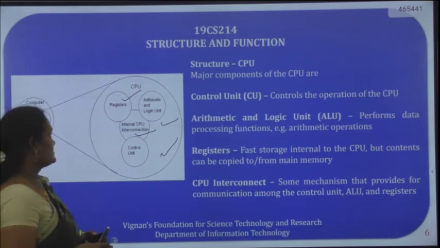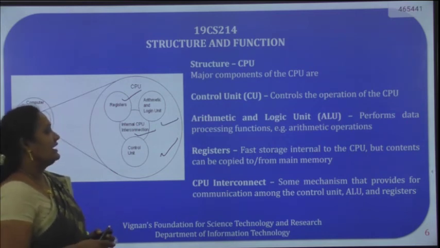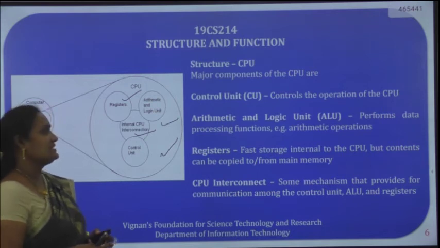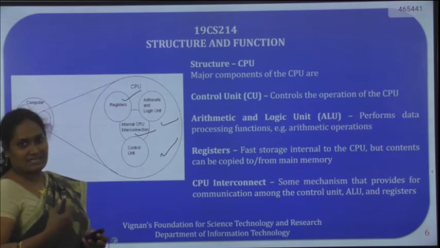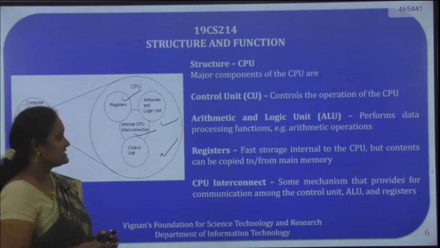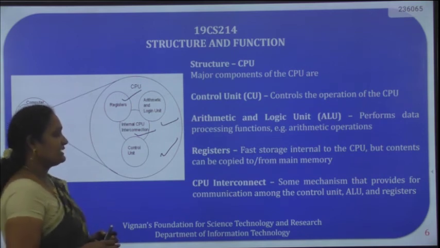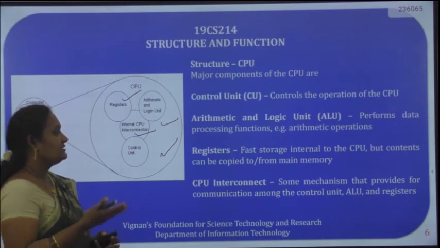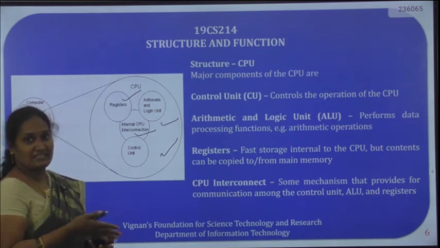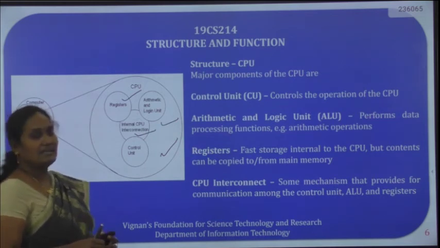So here we have the main memory. In addition to main memory, for fast accessing and fast storing, we are using various registers. Some are general purpose registers and some are special purpose registers. We will discuss those registers in detail in our third unit. Now coming to CPU interconnect. This is nothing but a means of communication between the various components present in the central processing unit. That is, it provides the communication among control unit, arithmetic logic unit and registers.